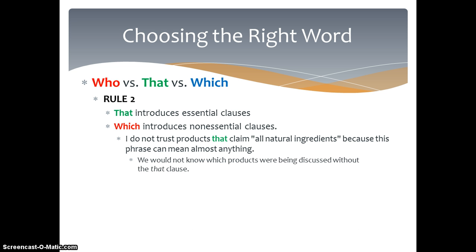We would not know which products were being discussed without the that clause. That all natural ingredients phrase is essential for this sentence to make sense. If we took it out, I do not trust products, because this phrase can mean almost anything. That doesn't make sense. Which products are we talking about? It is essential for the meaning of the sentence.